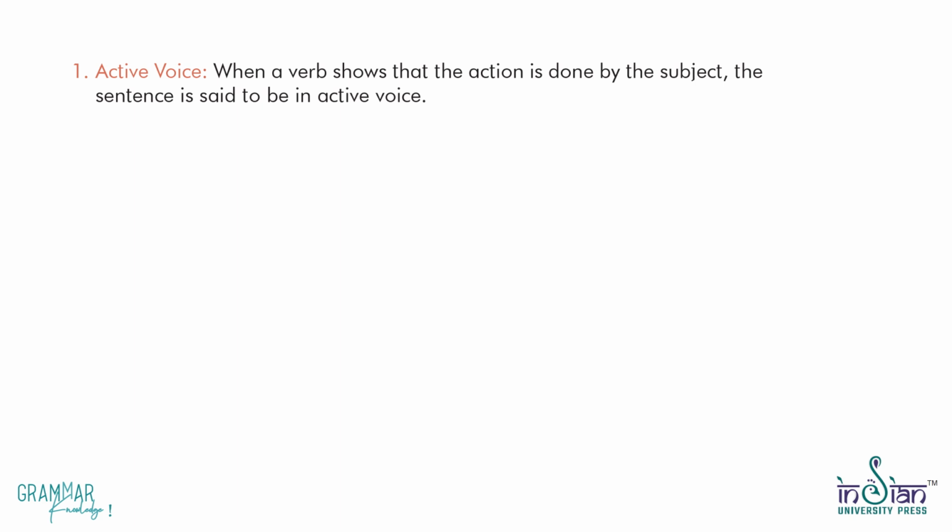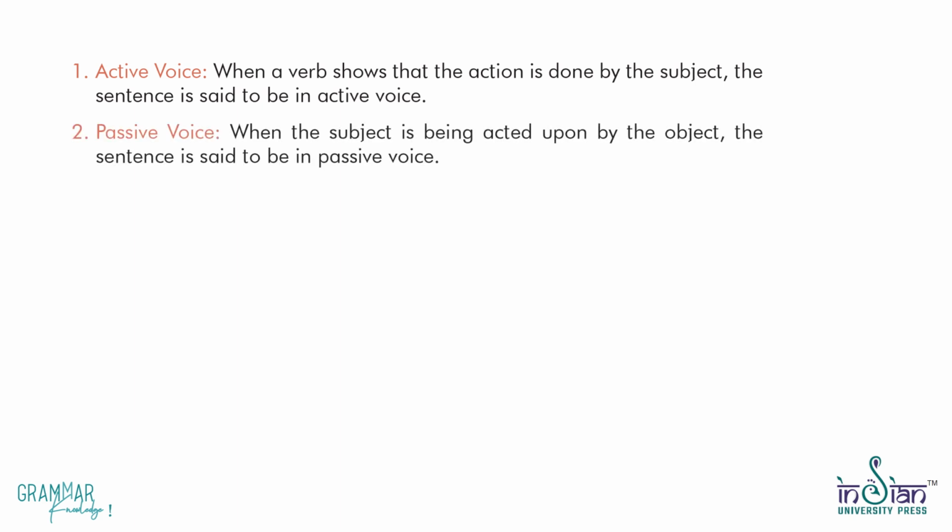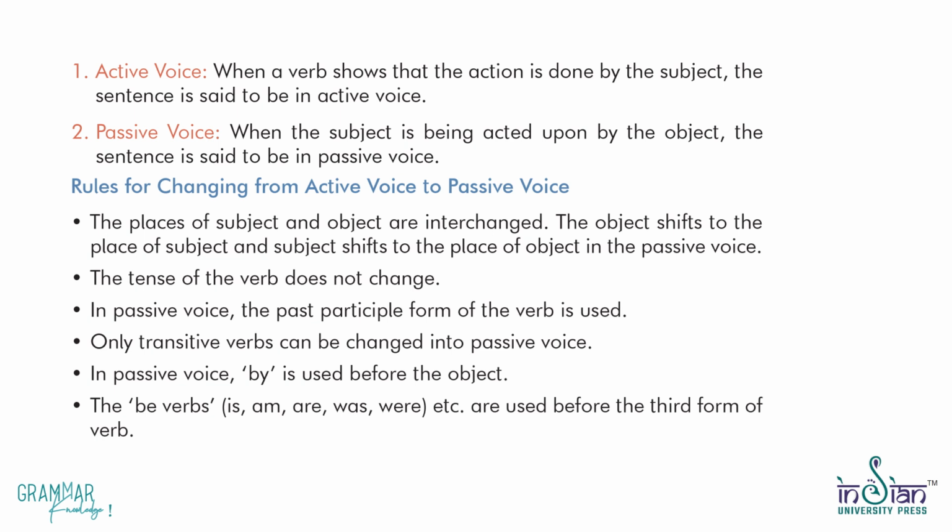1. Active voice. When a verb shows that the action is done by the subject, the sentence is said to be in active voice. 2. Passive voice. When the subject is being acted upon by the object, the sentence is said to be in passive voice. Rules for changing from active voice to passive voice.